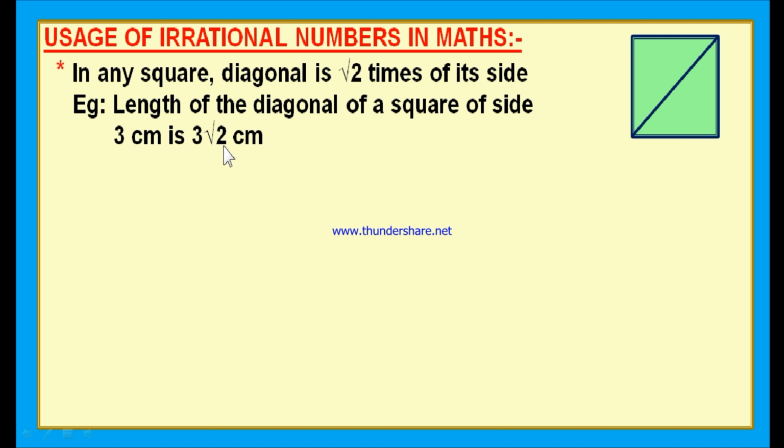Here root 2 is an irrational number. The rational number is 3 and the irrational number is root 2. If you multiply a rational number with an irrational number, you will get an irrational number.